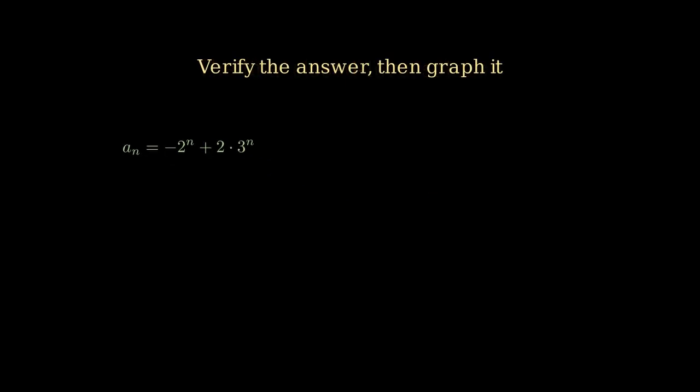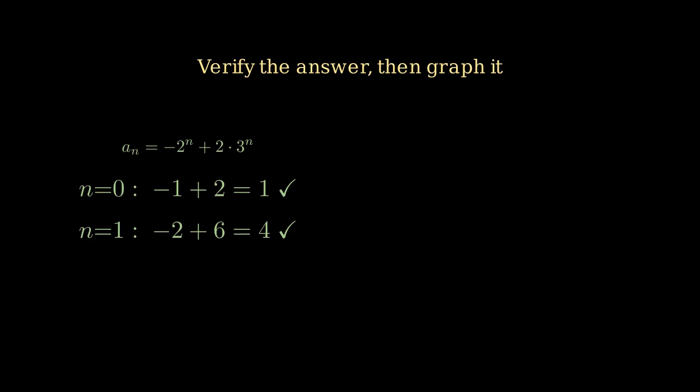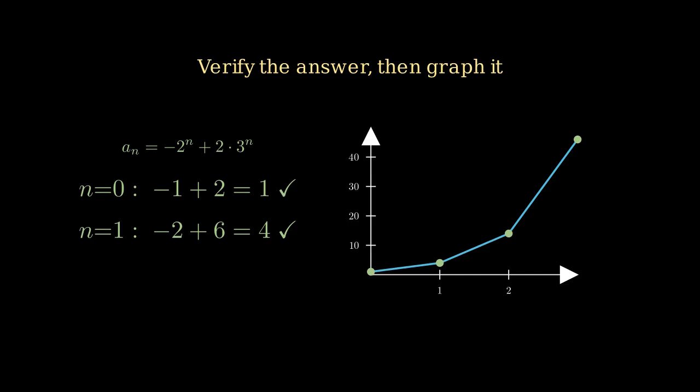Step 7. Always check this against the initial conditions. At n equals 0, negative 1 plus 2 equals 1, matching a(0). At n equals 1, negative 2 plus 6 equals 4, matching a(1). Both check out perfectly, and this closed form has also been verified symbolically against direct computation of the recurrence for all 8 terms tested.